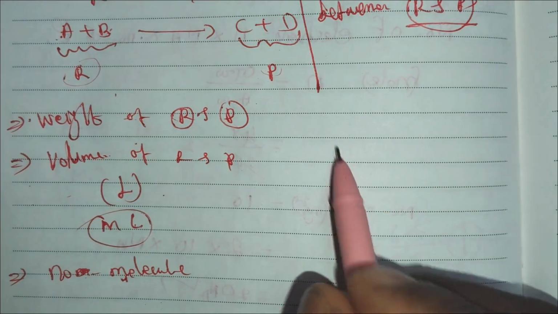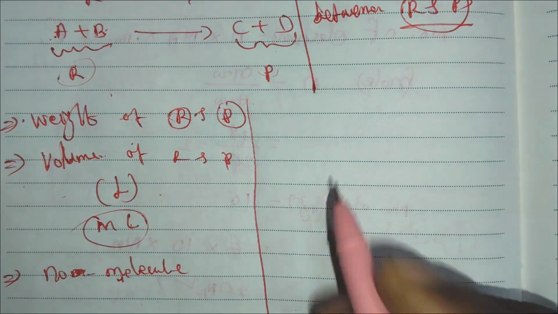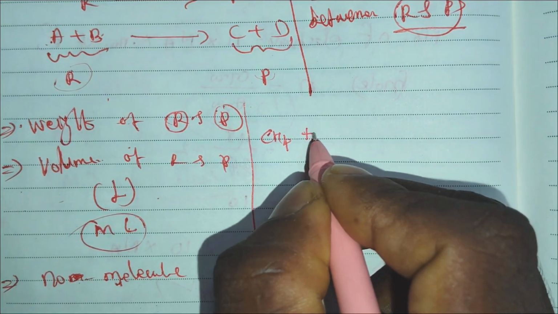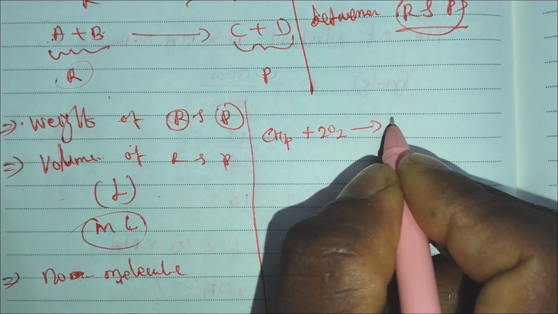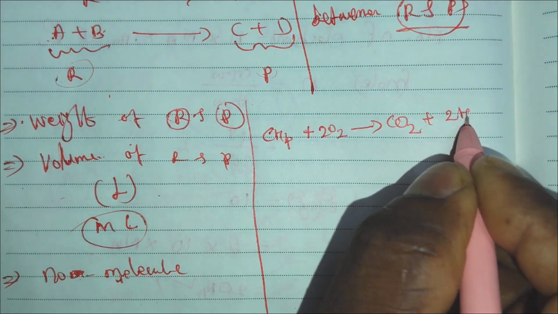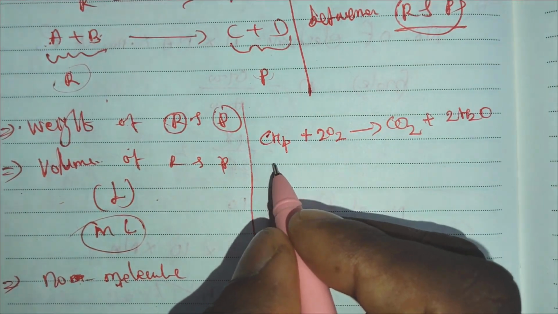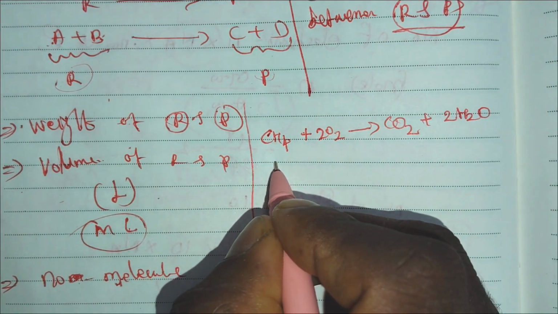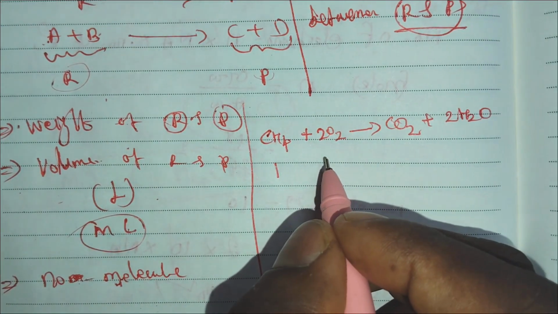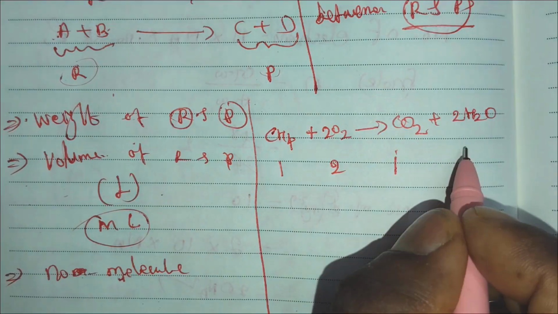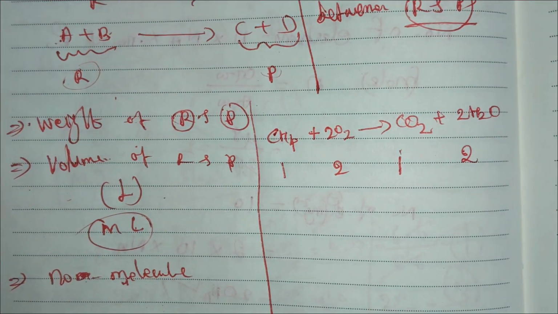Let us go to the equation of the methane combustion reaction. Methane, we know, CH4 plus 2O2 gives carbon dioxide plus 2H2O. Here in this equation, how many molecules of methane are there? Only one molecule, so that's why 1. Here 2O2 molecules, so that's why 2. Carbon dioxide is 1. Water molecules are 2, so that's why here it's 2.